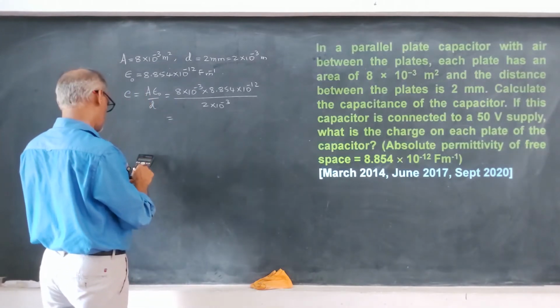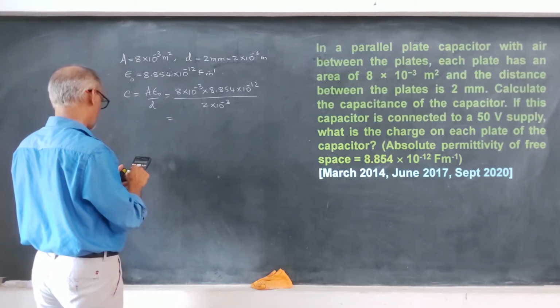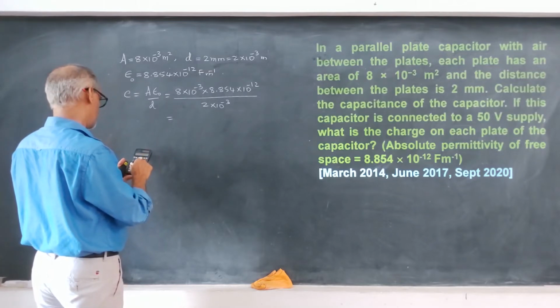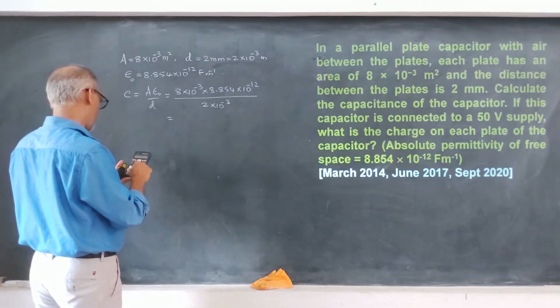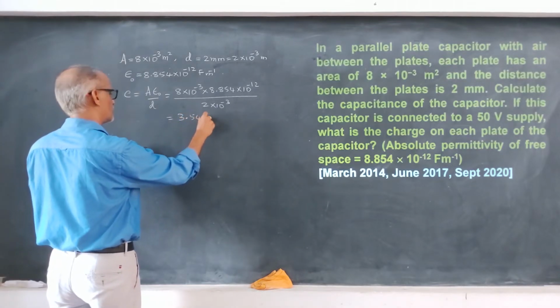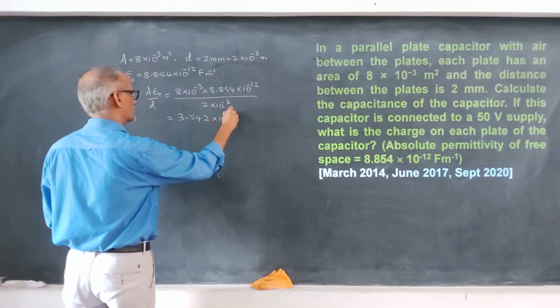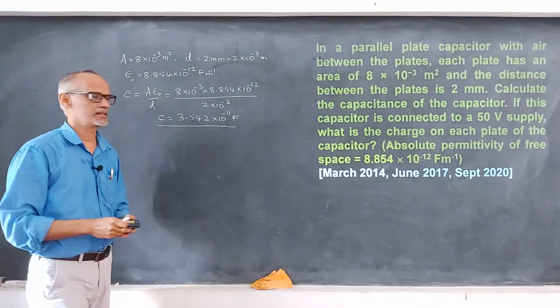So the value first 8 to the power minus 3 and then into 8.854 to the power minus 12 divided by 2 to the power minus 3. So the answer comes out 3.542 into 10 to the power minus 11 farad. So that's the capacitance. That is the first part of the calculation.